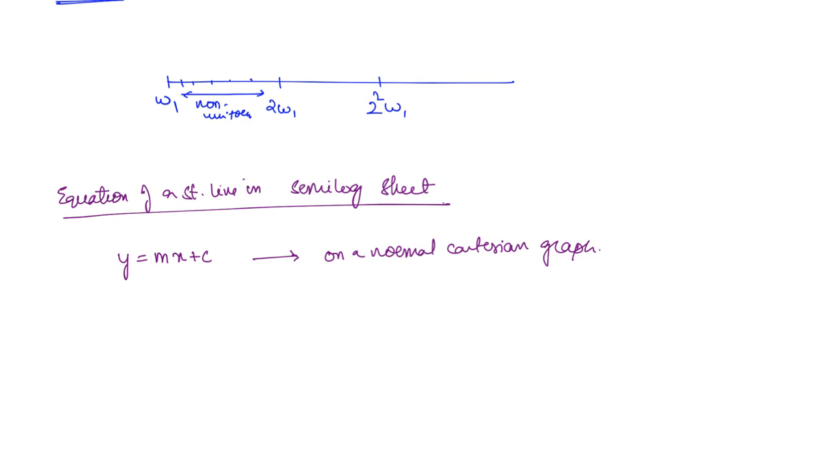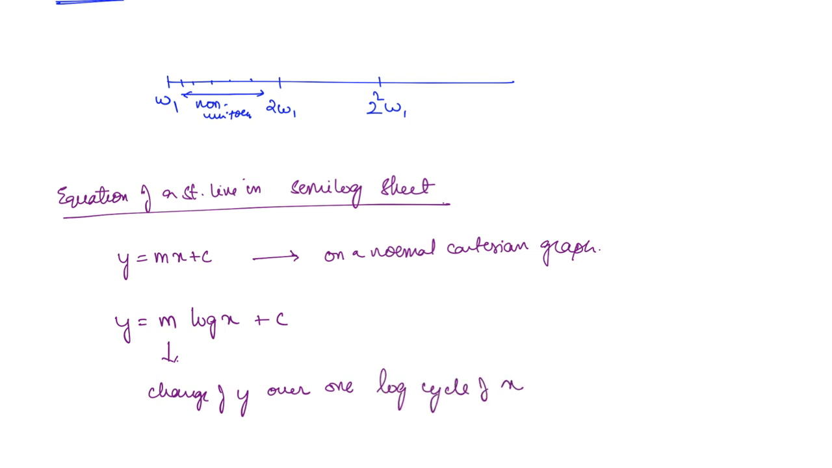That is, both the axes have uniform scale. But in a semi-log sheet, what is happening? The x-axis is a log scale. So we simply write y is equal to m, instead of x, we write log x plus c. So what is m here? This is the change of y over one cycle or one log cycle of x.